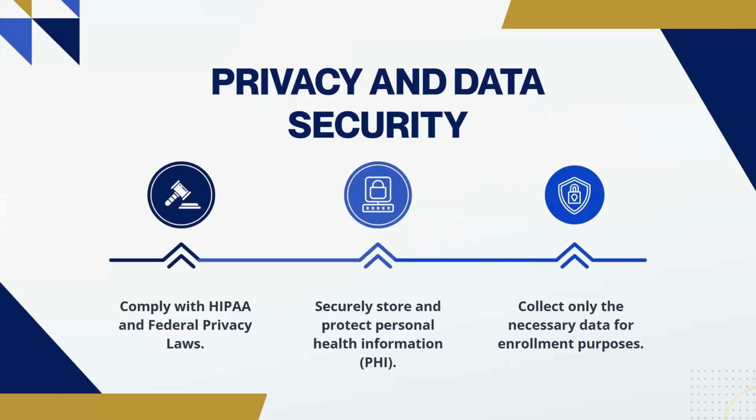Privacy and data security. This is very important as a health insurance agent. Make sure you are complying with all HIPAA and federal privacy laws. You are to securely store and protect personal health information. If you see the terminology PHI, that acronym is personal health information. Collect only necessary data for enrollment purposes. There's absolutely no need to gather any other data that would not be required on an application or if it's eligible for a health insurance plan.